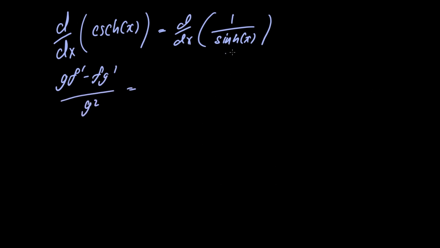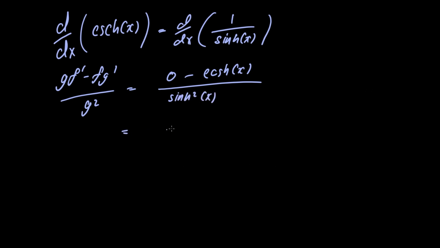g is just equal to the denominator of our fraction, and f is just equal to the numerator of our fraction. So we're going to have g multiplied by the derivative of f, which is just 0, minus 1 multiplied by the derivative of hyperbolic sine of x, which is just hyperbolic cosine of x, all over hyperbolic sine of x squared.